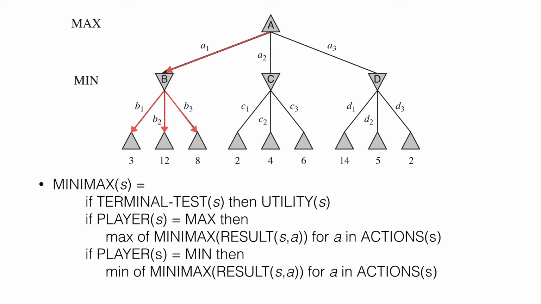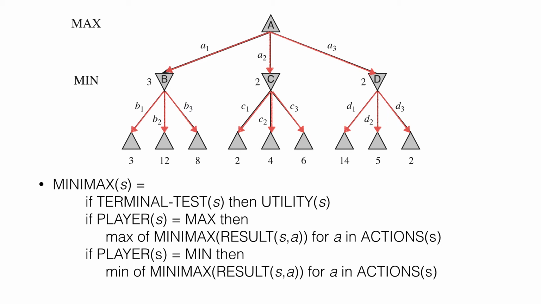Because it's the min player's turn, moving from state B as the min player, it's going to choose the minimum value of that, which is 3. So we get 3 at state B. Now we know the minimax value of state B is 3. Then the same process repeats for action A2, which leads to state C. Again, the min player is going to move from there and choose the minimum of the utility values, which is 2. And then finally, we would go to D and choose the minimum value of the possible moves for min, and we get again 2.